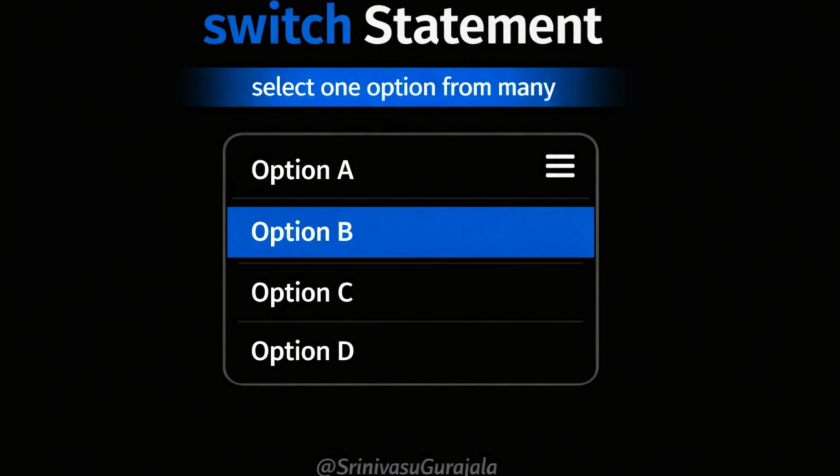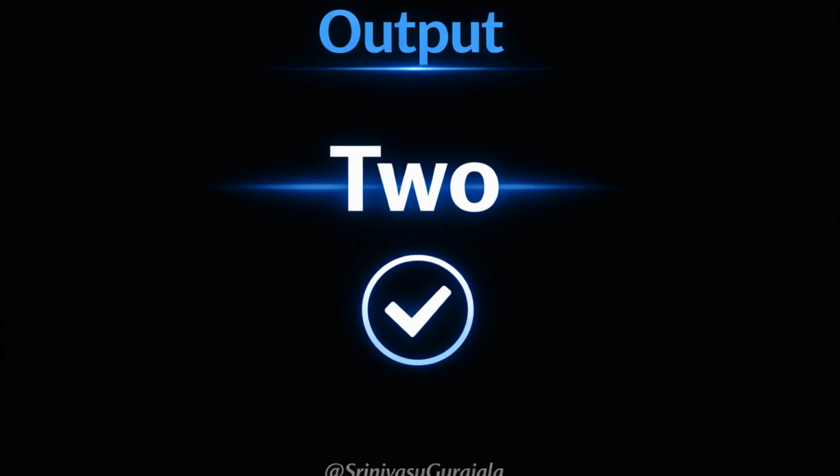Finally, switch statement. It is used to select one option from many choices. In this example, choice is 2. So case 2 executes and prints 2. That's all about control statements in C.